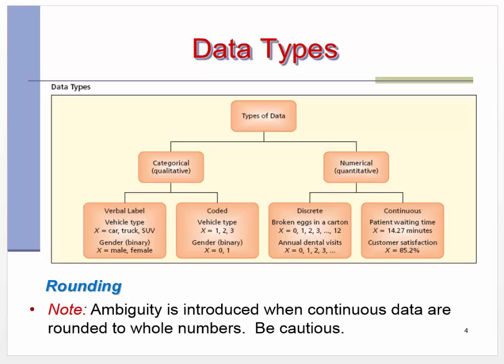The time a patient waits in a clinic is continuous. The average, say, could be like 14.27 minutes. So is the customer satisfaction score, such as 85.2%. That is also continuous. Keep in mind that ambiguity is introduced when continuous data are rounded to whole numbers. So be cautious about that.